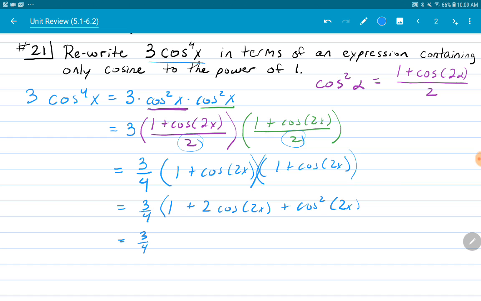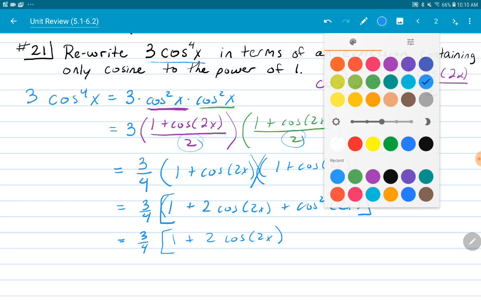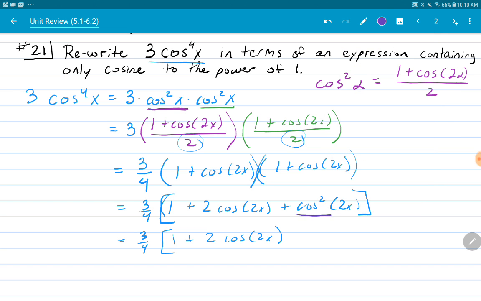3/4, and I'll rewrite this guy. So 1 plus 2 cosine 2x, nothing to do with that yet. And I want to reduce this guy to a power of 1. So I will rewrite that one as 1 plus cosine. Now 2 times alpha here, alpha is 2x. So now I'm going to do 4x over 2.